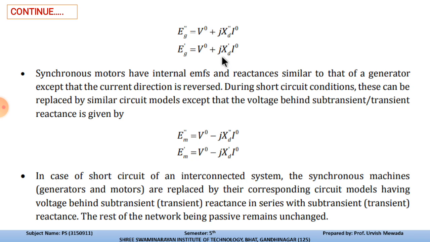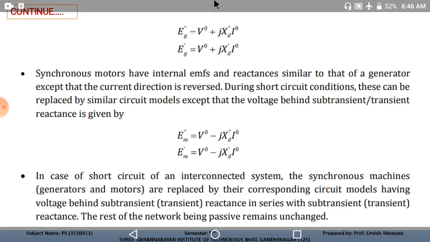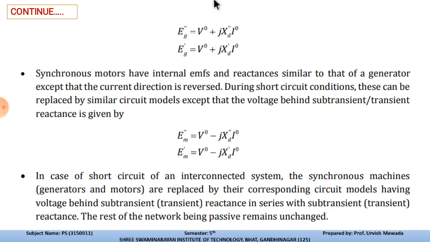These two are the equations of the generating EMF at the time of transient and subtransient condition of the synchronous machine while the short circuit takes place. Now a synchronous motor has internal EMFs and reactances similar to those of a generator, except that the current direction is reversed. So during the short circuit condition it can be replaced by a similar short circuit model, except that the voltage behind subtransient and transient reactance is given as follows.